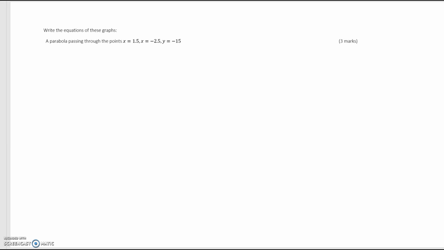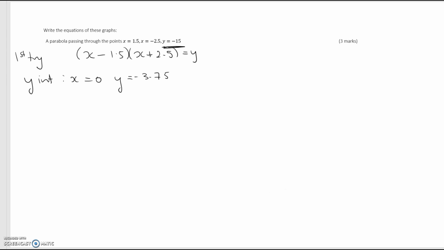The next question requires you to think backwards. You've got the solutions. So if we've got x equals 1.5, then a probable bracket would have been x minus 1.5. This is a first try anyway. Then the other one would have been x plus 2.5 to be equal to y. Now, if we check the y-intercept, that's when x is equal to 0, we get that y equals negative 3.75, which is wrong because we need it to be negative 15.